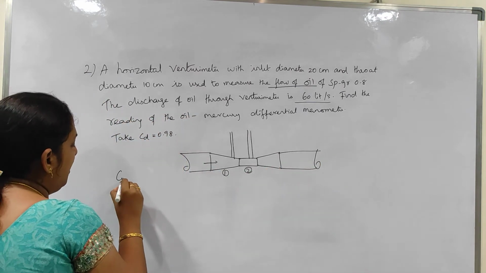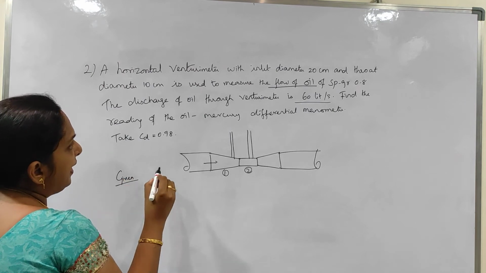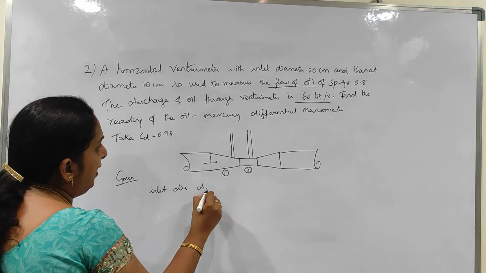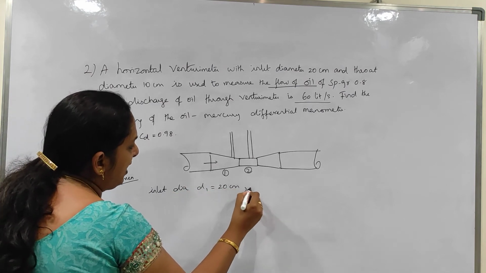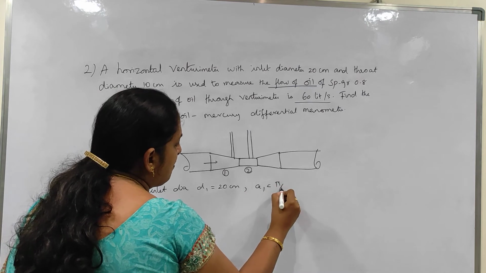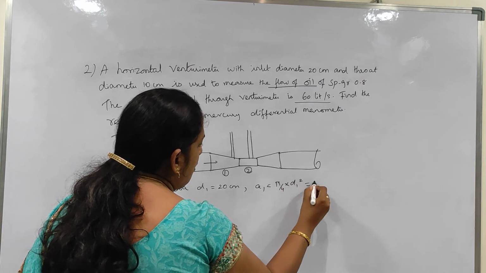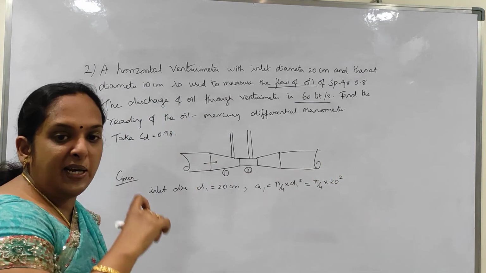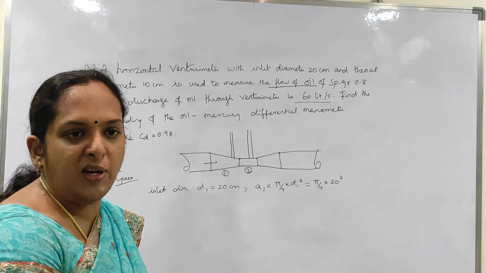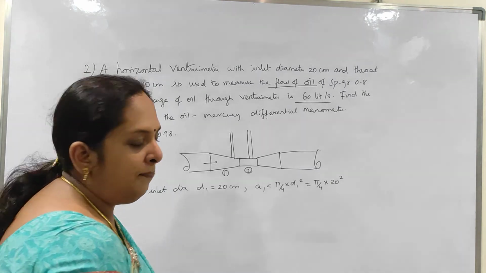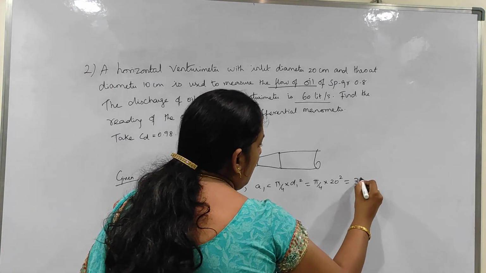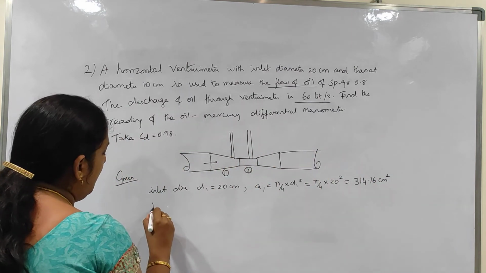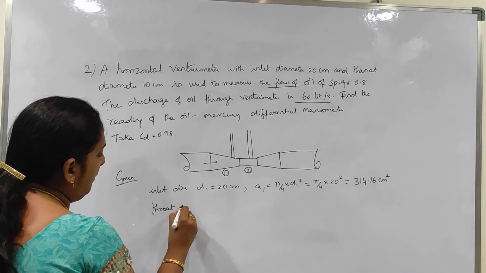Now what is given here is the inlet diameter. Inlet dia is D1, that is 20 centimeters. So automatically we will know what is the area. It is pi by 4 into D1 square, equal to pi by 4 into 20 square. Let it be in centimeter itself, no problem, because everything we are going to convert into centimeters only. So it is 314.16 centimeters square.